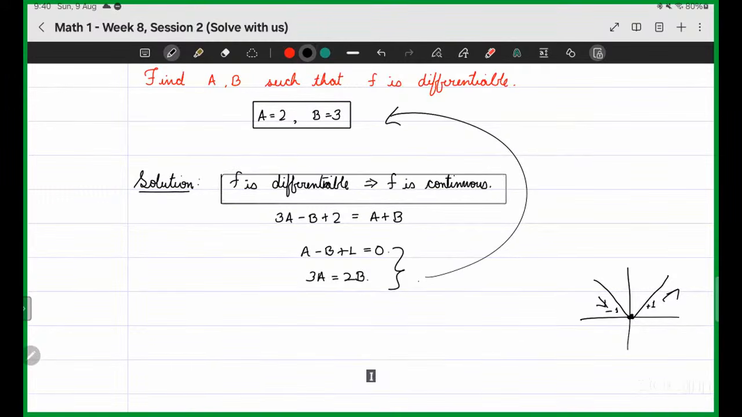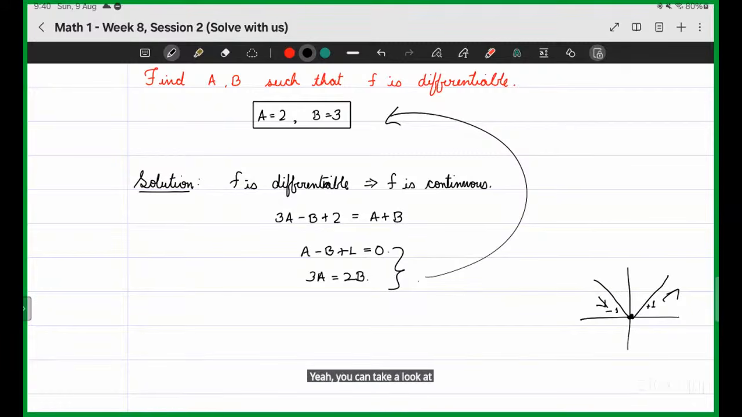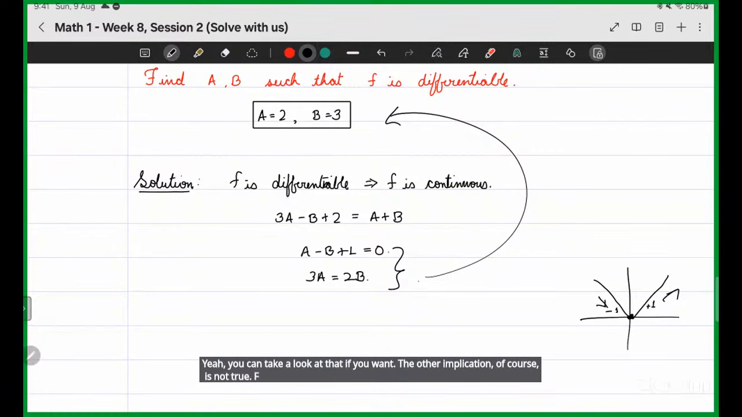I think the prof proves it in the lectures, or at least gives a sketch of the proof. Yeah, you can take a look at that if you want. The other implication, of course, is not true. F is continuous does not imply it is differentiable. Mod x is an example.